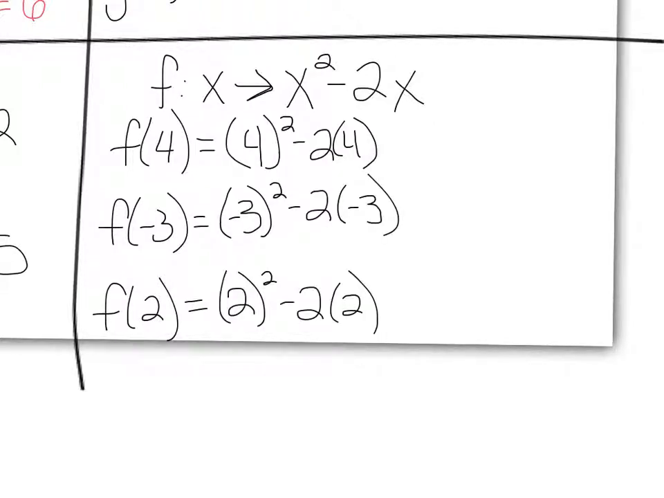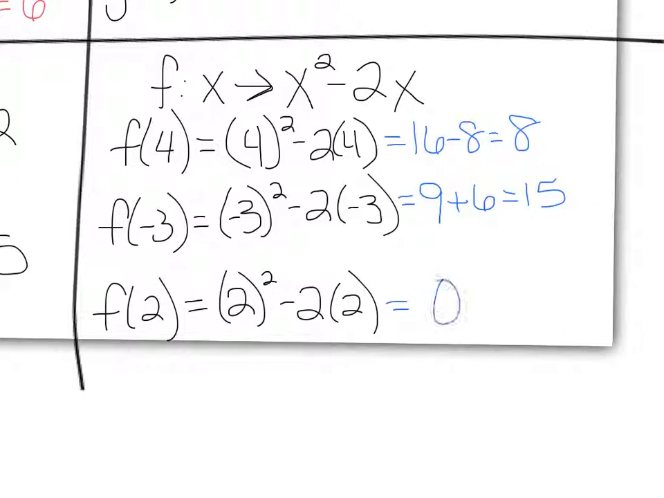Okay, what did you get for f of 4? 8. 4 squared gives you 16. 2 times 4 gives you 8. So it is 8. f of negative 3 was kind of tricky. What did you guys get for f of negative 3? Should have got 15. Negative 3 squared gives me a positive 9. Negative 2 times negative 3 gives me a positive 6. And 9 plus 6 gives me 15. And what about f of 2? Should have got 0.